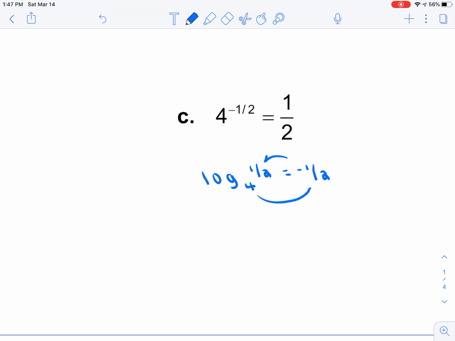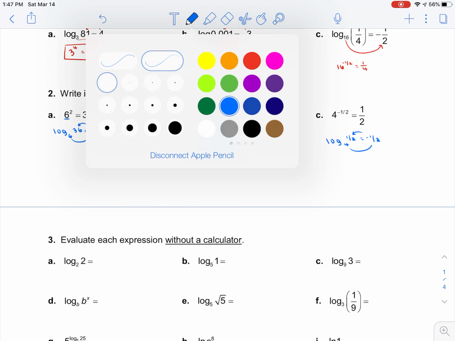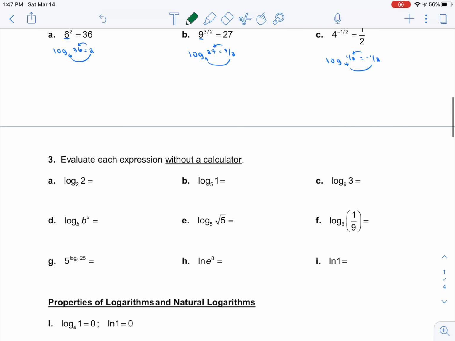So note that that is exactly what the original problem stated. Now, for your quiz, you will have a non-calculator portion where you will be asked to evaluate expressions without using a calculator. For all of these problems, we'll use the circle of life.